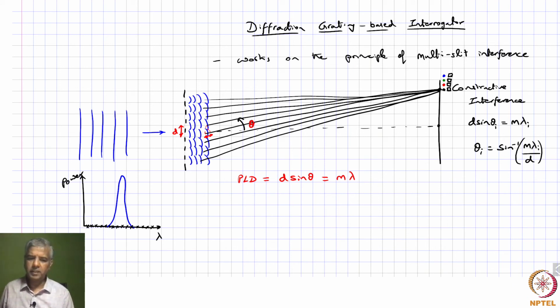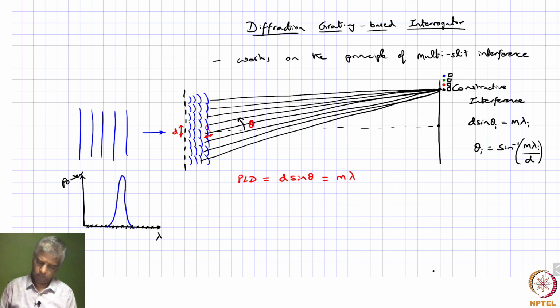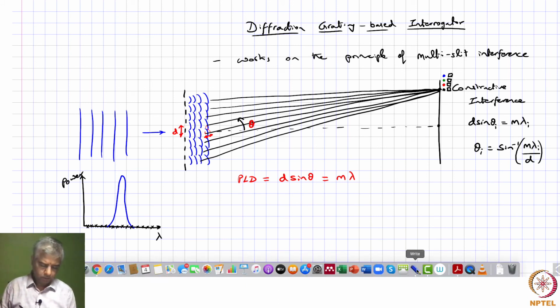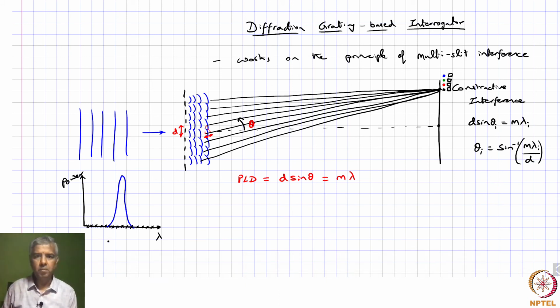But what are the finer points about such diffraction grating based interrogators? We will just look at this now. So the question is, what is the best spectral resolution that it can support, or what is the smallest change in wavelength that we can pick up?